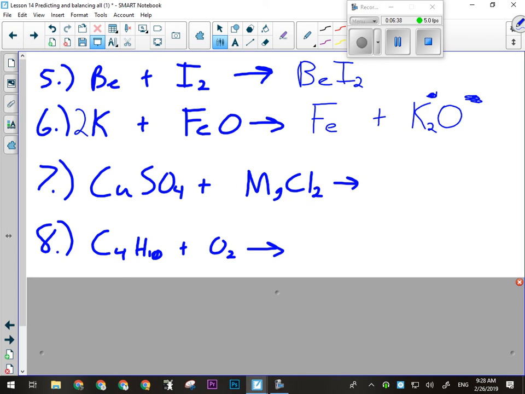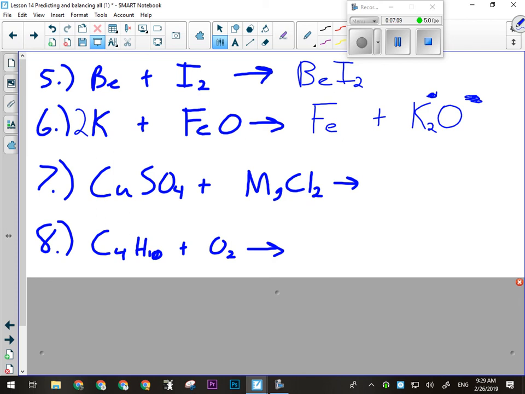For number 7, I've got copper 2 sulfate, an ionic compound, metal and polyatomic ion, reacting with magnesium chloride, which is also an ionic compound, metal, non-metal. So what kind of reaction is that? Carla, what kind of reaction is that? There's 2 ionic compounds. Starts with D. Double. So this is a double replacement reaction.